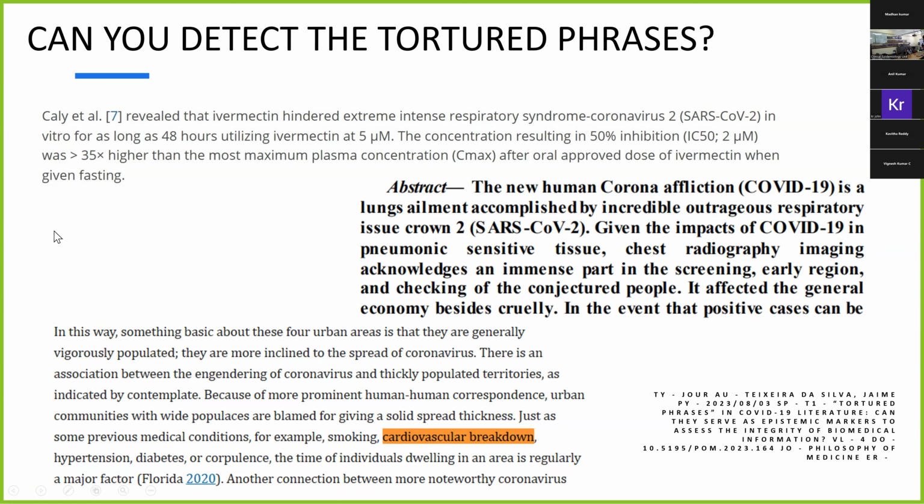So like Felicia has pointed out, in the first study, we can see the paraphrasing tool has changed severe acute respiratory syndrome coronavirus into extreme intense respiratory syndrome, which is just literal paraphrasing instead of scientific paraphrasing. In the second, again, can anyone point it out? Yes, again here for SARS, it has given a paraphrasing of incredible outrageous respiratory issue. And in the third study, instead of heart failure, the AI tool has given the tortured phrase cardiovascular breakdown. Examples of tortured phrases.